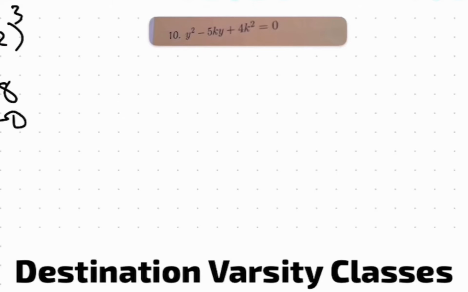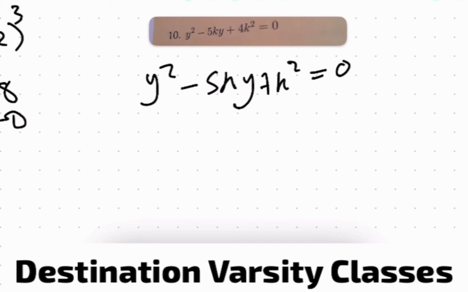Now you literally have this guy. It says y squared minus 5ky plus 4k squared equals 0. I mean, you do the same thing. You just look for factors of this guy, and also you look for factors of this guy. It's 4k squared equals 0, no?